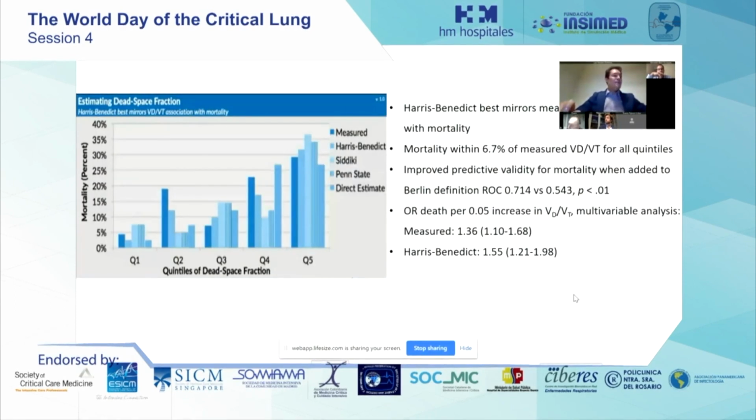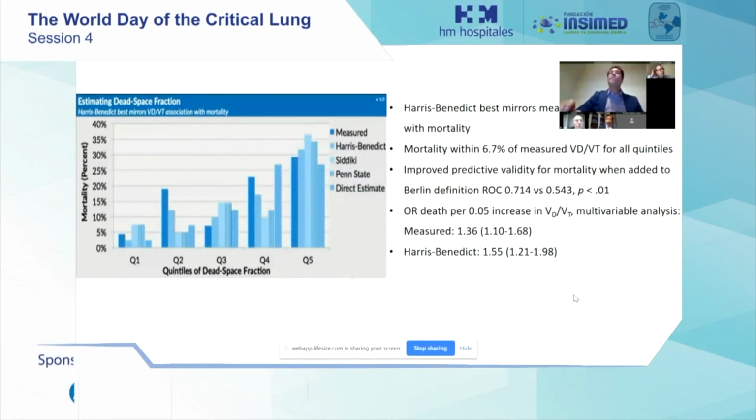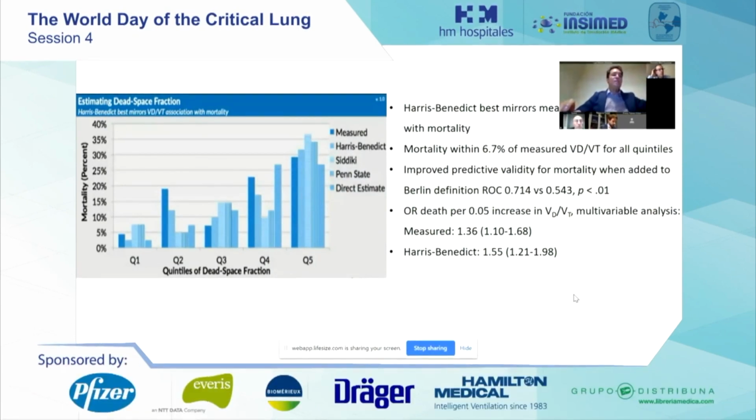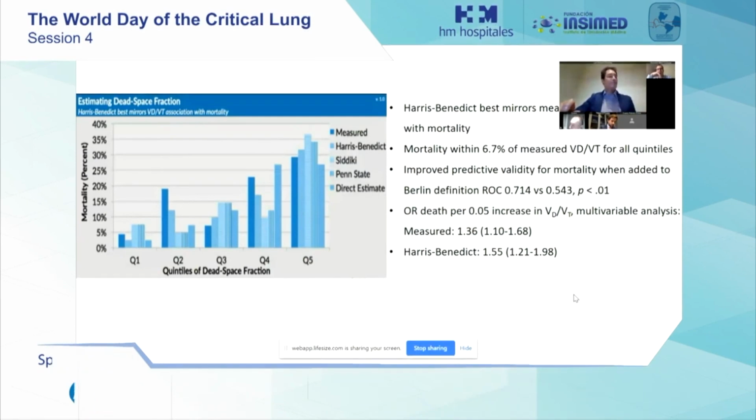Further data from the same study shows that compared to all other estimated measurements, the Harris-Benedict estimate was the best to mirror the actual measured VD/VT association. It was within 7% of measured VD/VT in all quintiles. It did improve predictive validity for mortality when added into the Berlin definition, so it has some value.